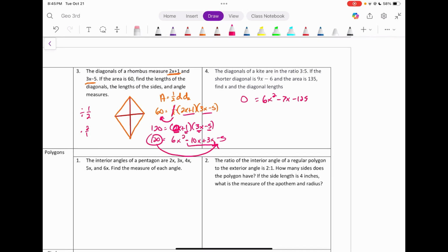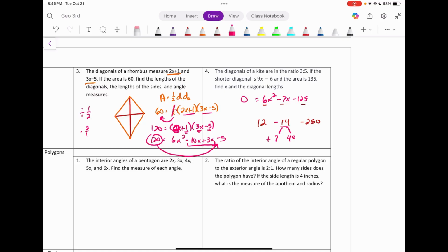Now, we're going to use my method to actually solve this. Anytime the middle number is odd in my method, we double everything. So that's going to be a 12, a negative 14, and a negative 250. Left leg, right leg, opposite, and half. The opposite would be positive, half would be 7, half of 14.